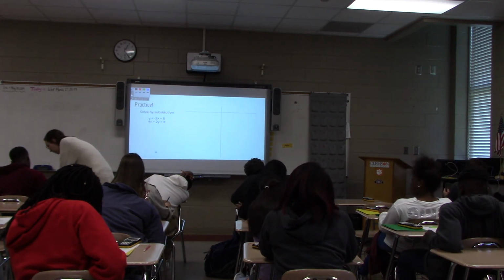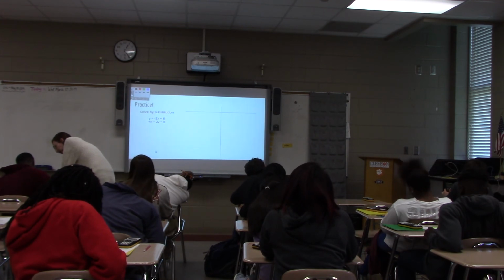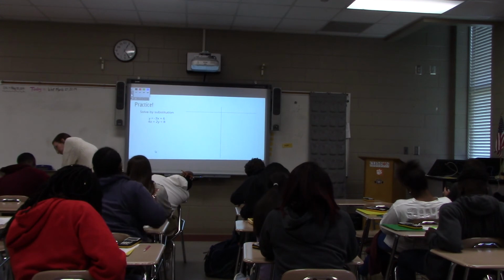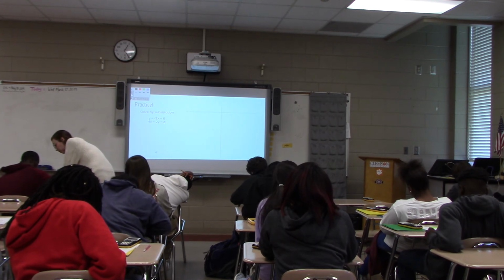Because with this one, y is by itself. Y is not being multiplied by anything. Y doesn't have a number in front of it, so you don't have to multiply it by anything. For this one, there is a number in front of it. If this part was x equals, you'd have to multiply 4 by whatever it was.